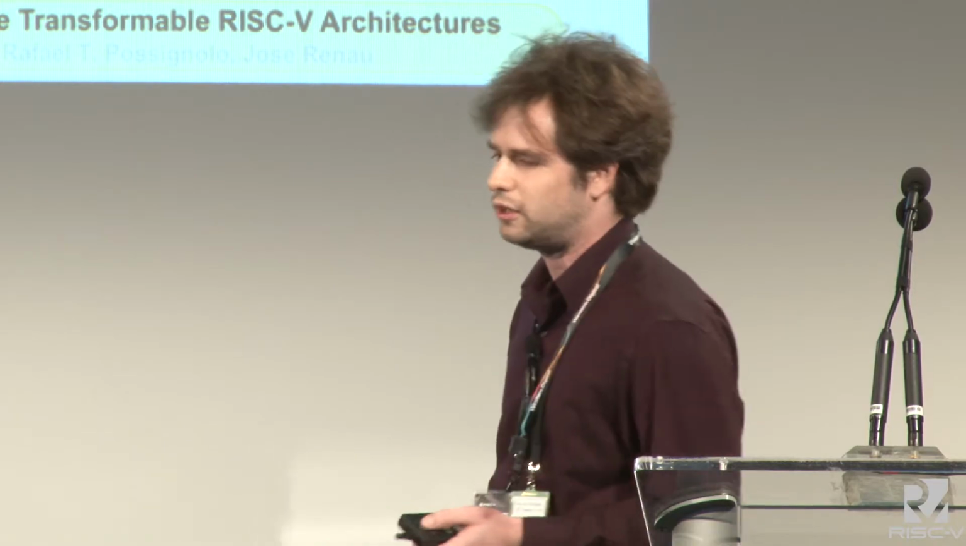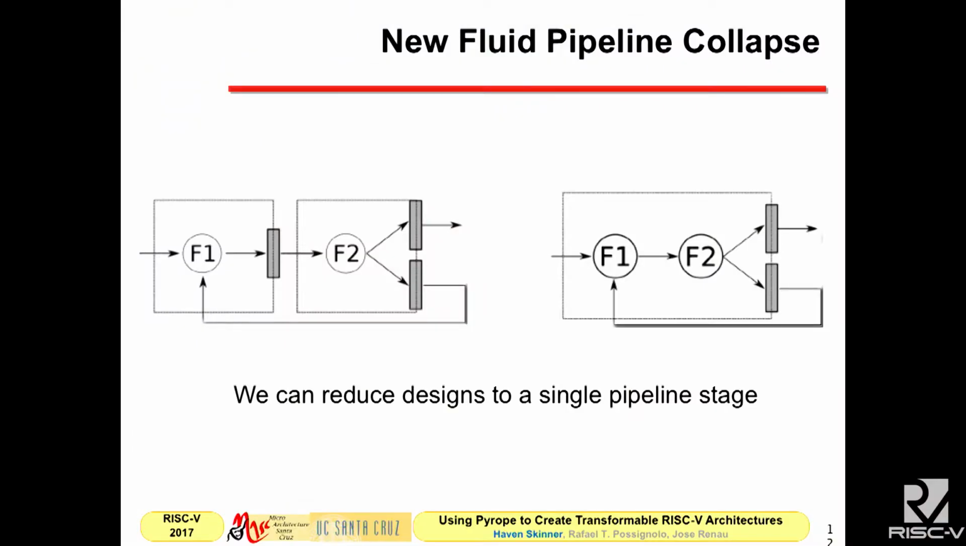Prior work defines a few different types of pipeline transformations. For this talk, we're very focused on collapsing. And so we depict that here. The F1 and F2 represent combinational logic, functional units, and the gray boxes represent elastic buffers. By doing a transformation, we're able to collapse the elastic buffer in between the two stages. So now we have one larger stage with the same behavior as the original two, but with different timing aspects.